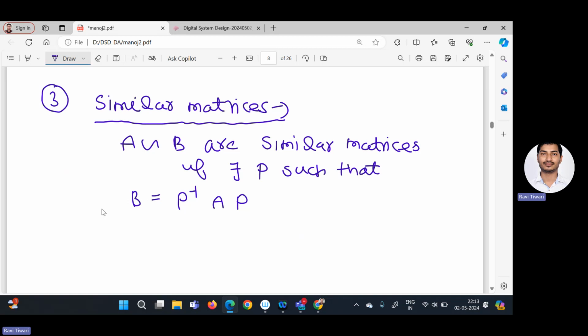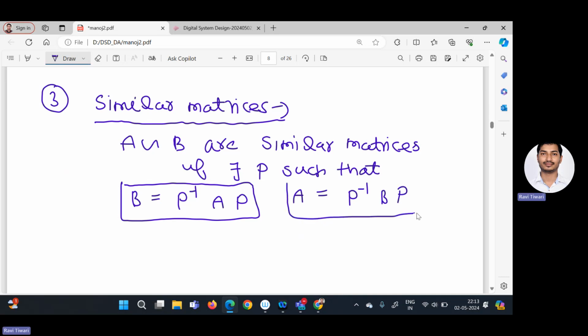So let me discuss some problems. P inverse AP equals B. So A and B are said to be similar matrices if B can be written as P inverse AP, and at the same time we can also write A equals P inverse into B into P. So this is also the condition of similar matrices. If two matrices are similar, then the B matrix can be represented in the form of P inverse AP.